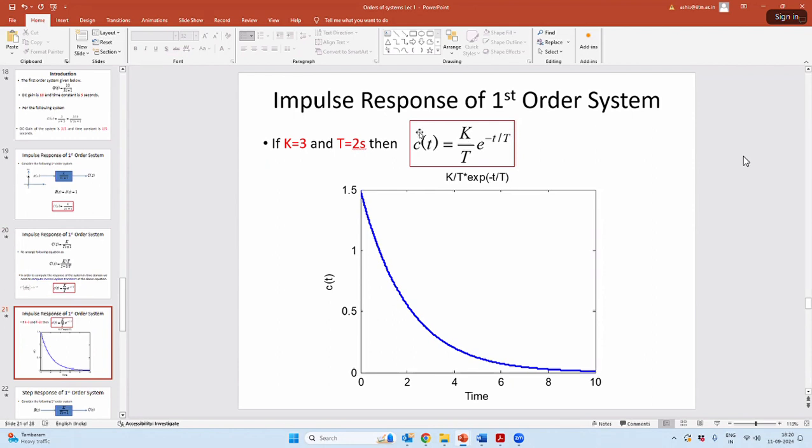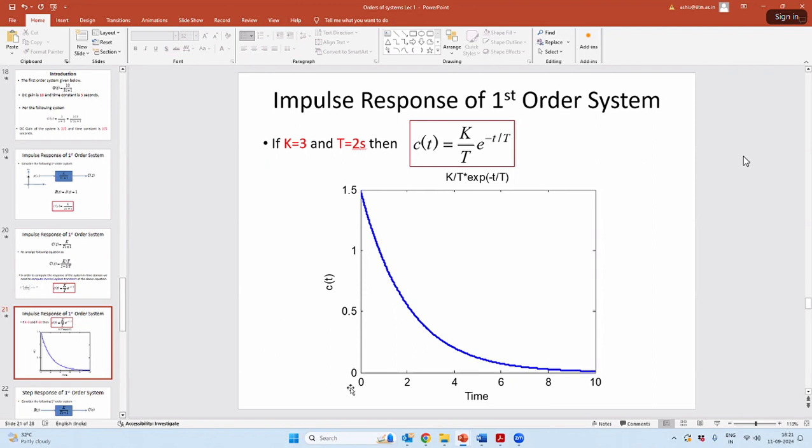Let's say in this case your gain k is 3, and let's take the time constant to be 2 seconds. So we can actually plot this characteristic here. In the x-axis you have time, and in the y-axis you have the output.